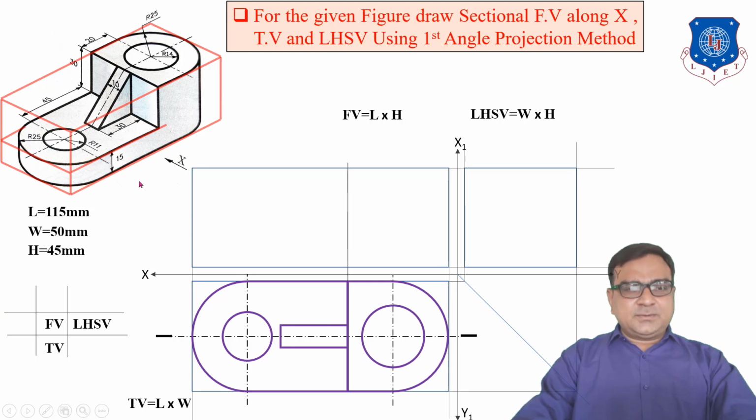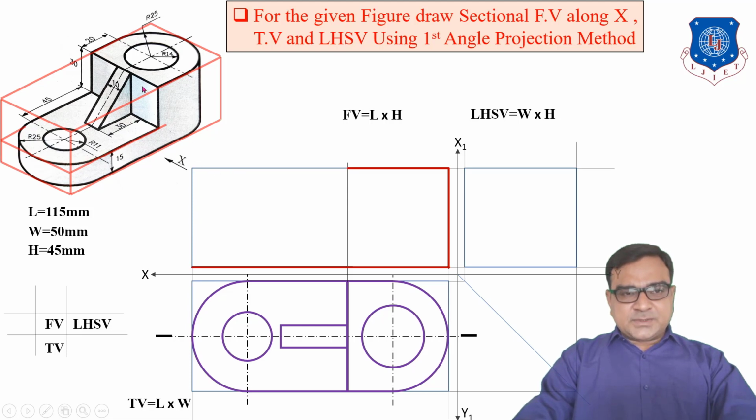Now for the front view, we have to draw projection lines first from the top view and start the front view of the base. So the base is one horizontal line. Now the front view of this right side edge, front view of the top surface. So the length of this line is 20 plus 25.